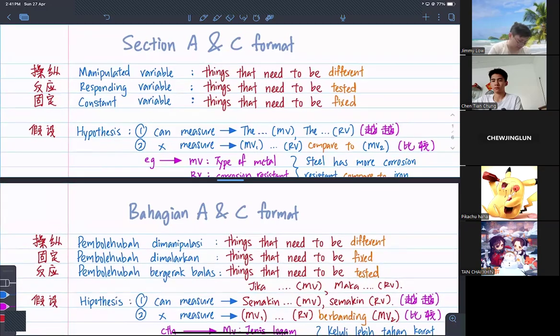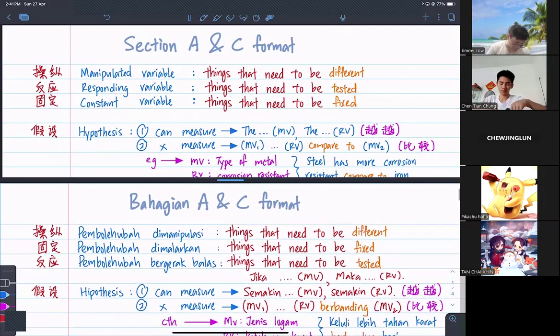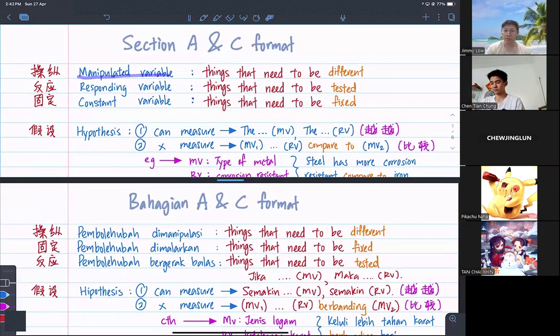One, manipulated variable. Two, responding variable, which I'm going to represent as MV and RV later lah. In BM it is pemboleh ubah dimanipulasi and pemboleh ubah bergerak balas. Manipulated variable refers to the things that have to be different in the experiment. For example, I have 2 samples to test. Those 2 samples must be different. Otherwise, if the samples are the same, there's no point doing this experiment.